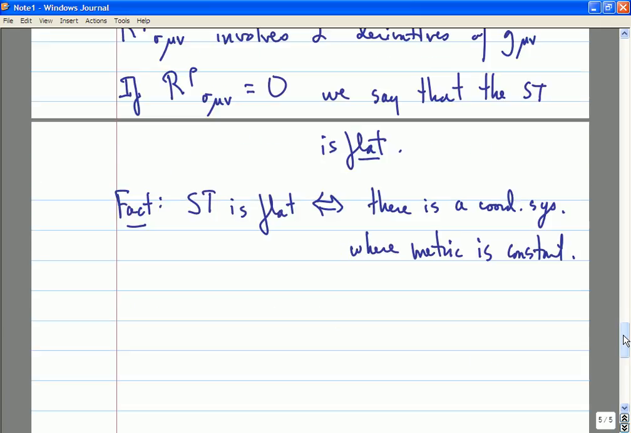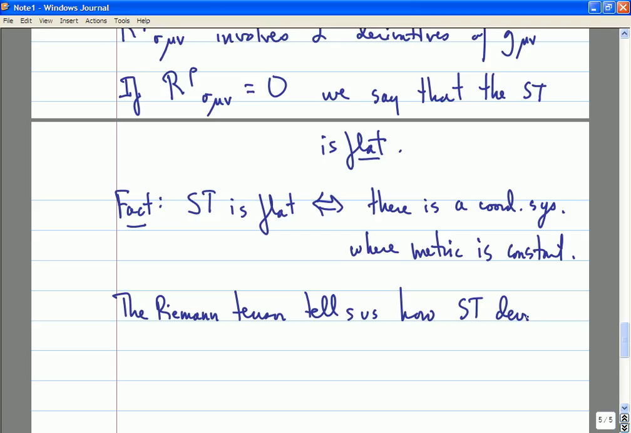So what that means is we should think of the Riemann tensor as telling us how it is that space-time deviates from being exactly flat. So let me tell you now a little bit more systematically exactly how it is that the Riemann tensor tells you that space-time is not exactly flat. Before I do so, let me ask if there are any questions. Yes?